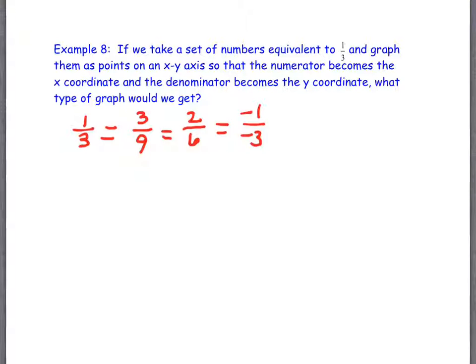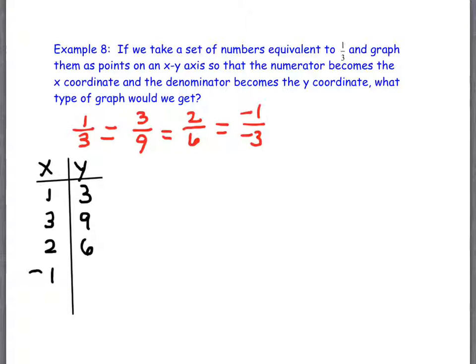It says we're going to graph them as points on an xy plane so that the numerators are x and the denominators are y. So if you think about setting up like an xy chart, all the numerators, and I'll just go straight across the top, are your x values. So 1, 3, 2, -1. The denominators, again in order, would be 3, 9, 6, and -3. Is everybody following along so far? And then it says, what are we going to do with that? Graph it. We're going to graph that.